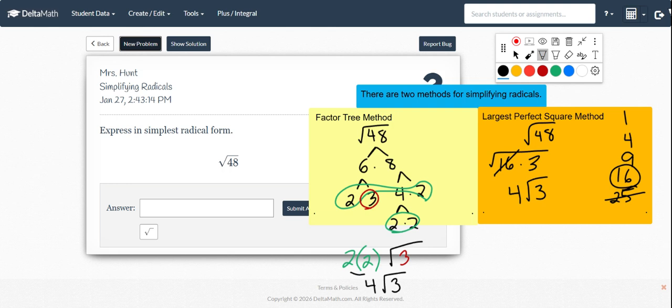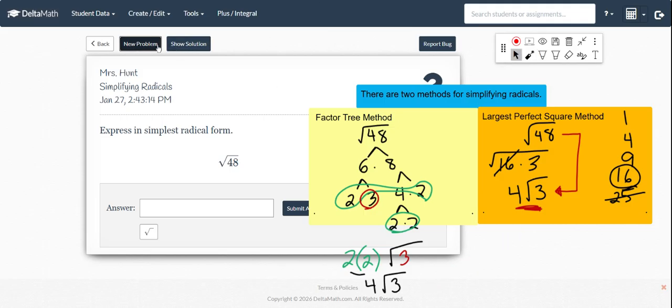It's not necessarily that you're solving anything in these. You are just taking a square root and rewriting it into what we call a simplified form. This is the simplified form. But either way, look, we got the same answer.